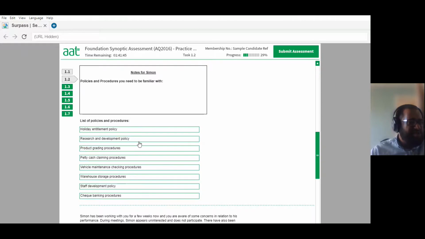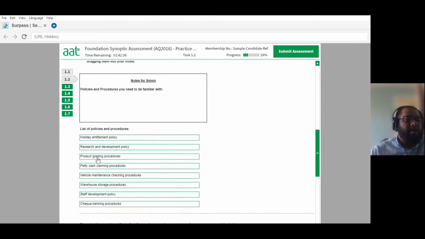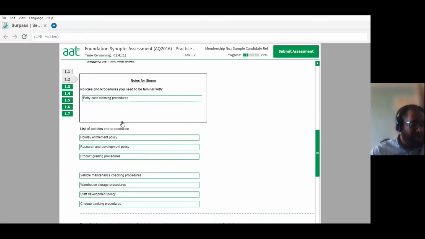Research and development policy. Do you think Simon has to be worried about that whilst he is working on the finance department? No, that is for a different department, for R&D. Product grading procedures. Do you think the finance department is normally in charge of product grading? It is mostly done by probably the quality control department or maybe the production department themselves. So it's not something we have to worry about. Petty cash claiming procedures, you need to be aware of it. Why? Because normally a petty cashier will be a part of the finance team. Therefore, someone needs to be familiarized with that one. So I'm going to put this one down straight away with the holiday entitlement policy as the two answers I think might be right.